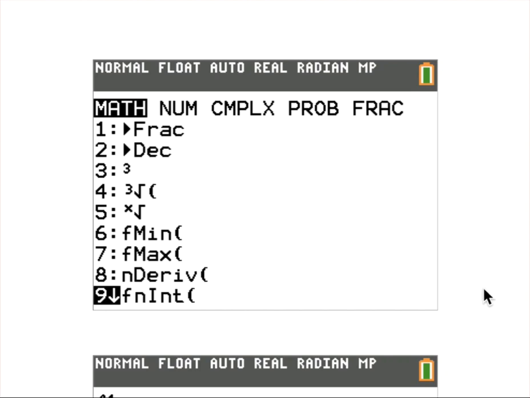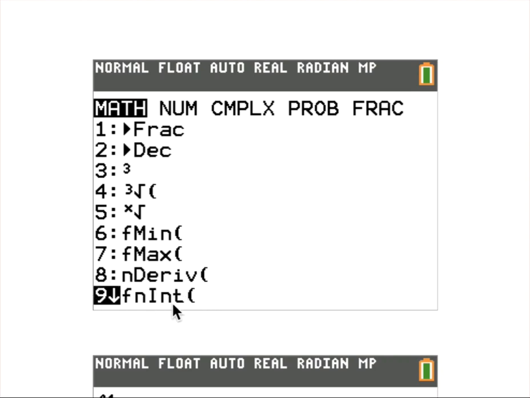But anyway, if you press the math button on the TI-84, this is what comes up. You've got several menu options across the top, and what we're focusing on right now is the math menu. If you look down here, option number 9 is the function on the 84 calculator for doing integration.